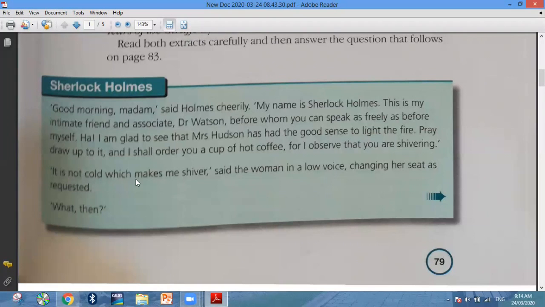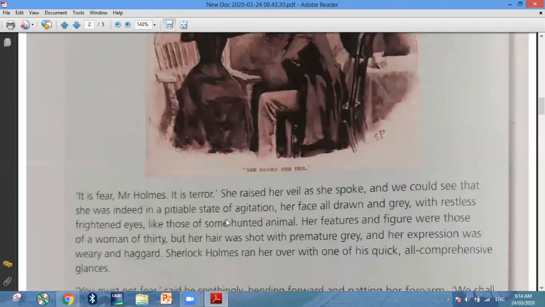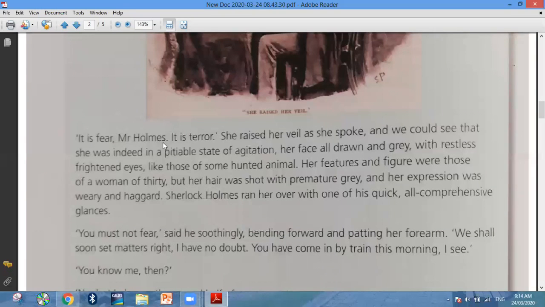"It is not the cold which makes me shiver," said the woman in a low voice, changing her seat as requested. "What then?" "It is fear, Mr. Holmes. It is terror." She raised her veil as she spoke, and we could see that she was indeed in a pitiable state of agitation, her face all drawn and grey, with restless, frightened eyes like those of a hunted animal. Her features and figure were those of a woman of 30, but her hair was shot with premature grey, and her expression was weary and haggard.